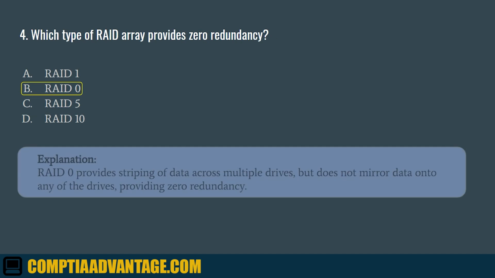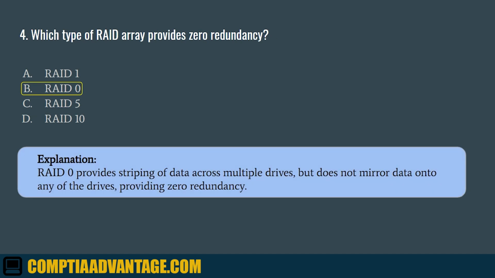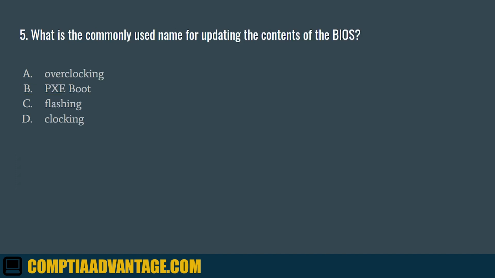RAID 0. RAID 0 provides striping of data across multiple drives, but does not mirror data onto any of the drives, providing zero redundancy.